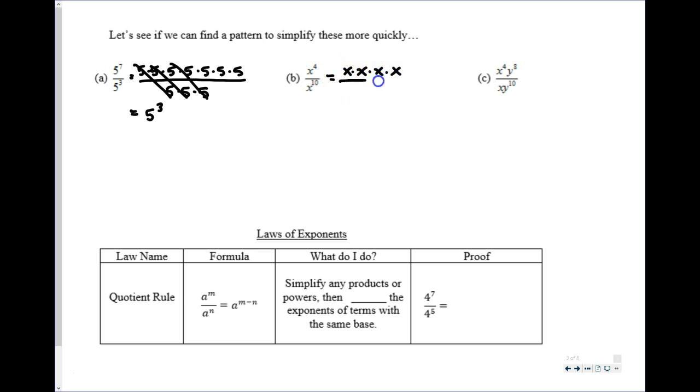So I've got 4 x's on top and 10 on the bottom. See how annoying this is to have to write all these out? That just takes so much time. So this cancels, this cancels, this cancels, this cancels.